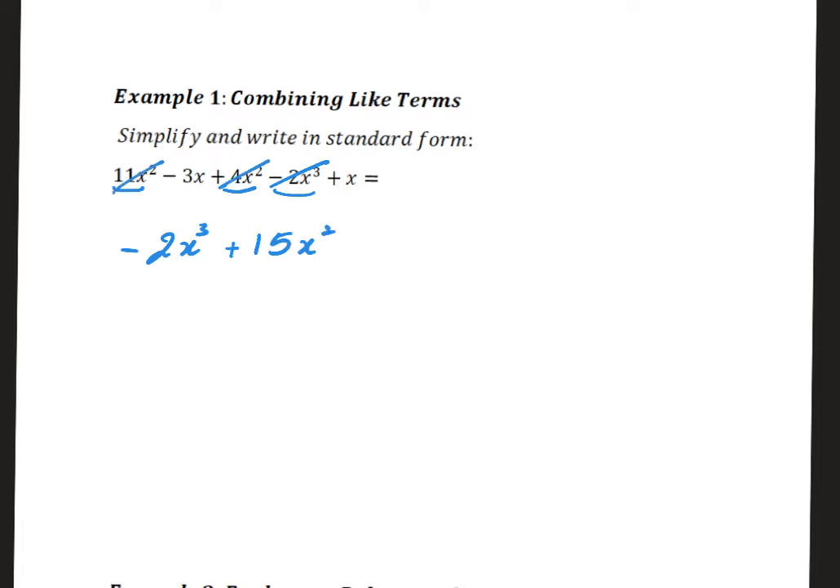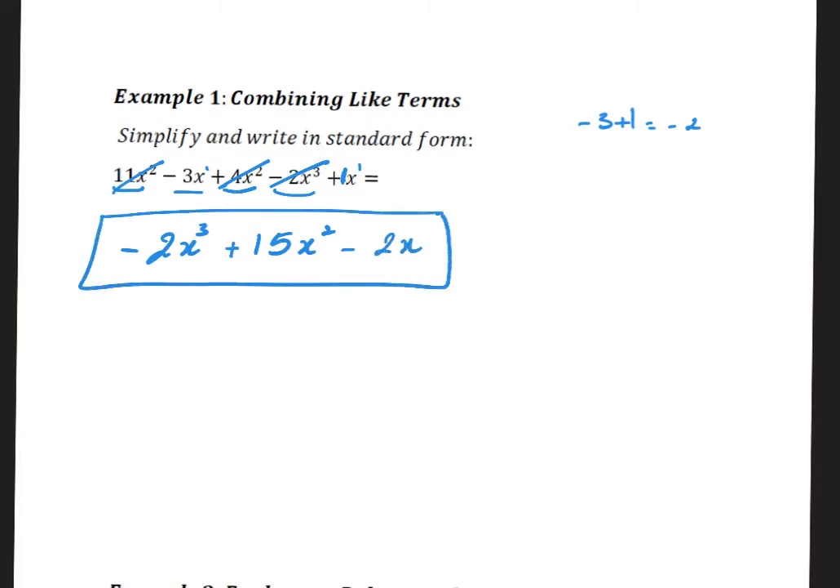And for the next one we have x to the first and x to the first, so we can combine them since we have the same variable and same degree. So negative 3x plus x is like negative 3 plus 1, and we know that's going to be negative 2. So that will be negative 2x, and that's going to be the final answer. And as we can see, we just simplified this polynomial and wrote it in standard form, which is the highest degree from left to right.